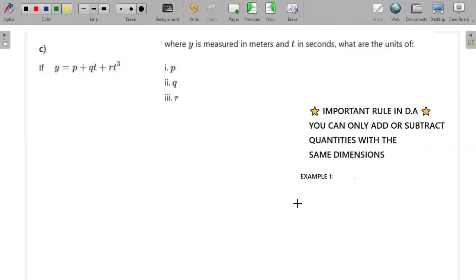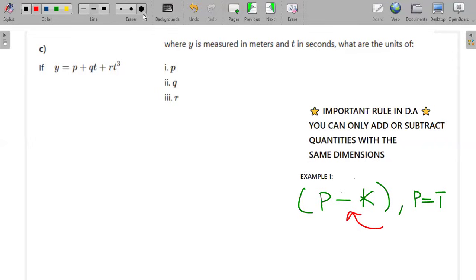So if they gave you an expression, maybe they say p minus k, and then they say p has the dimension T. What is the dimension of k? Because there's this minus sign there, they are subtracting these two. It means k has the same dimension as p, because we can only subtract or add things that have the same dimension. In other words, the dimension of what we have on the right side should be exactly the same as the dimension on the left side.